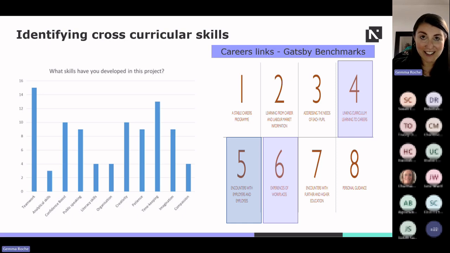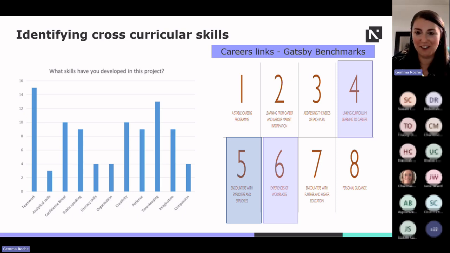When I collected the data for this project, before we started, I asked them to rate their skills. Every single young person's skills improved. Things like teamwork scored really, really highly as a result of this project. It gave them a confidence boost, it improved their timekeeping. So I got them to fill in a sheet before they started this project, and then at the end, and every single child improved on every single skill on there.